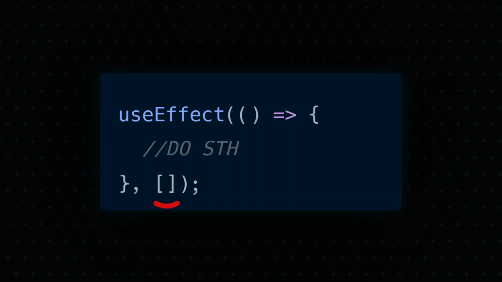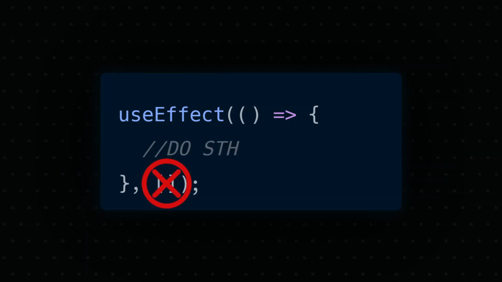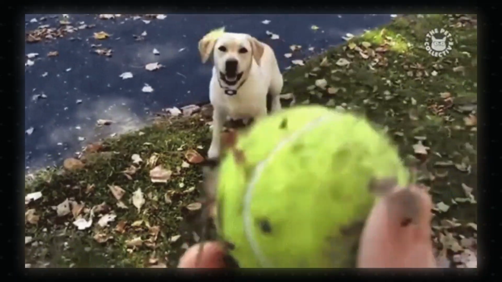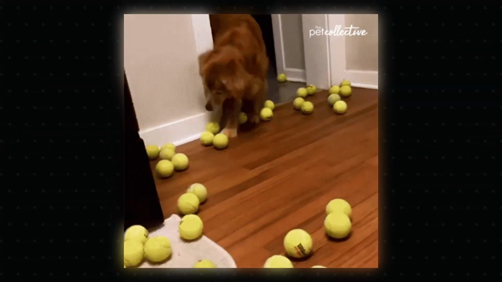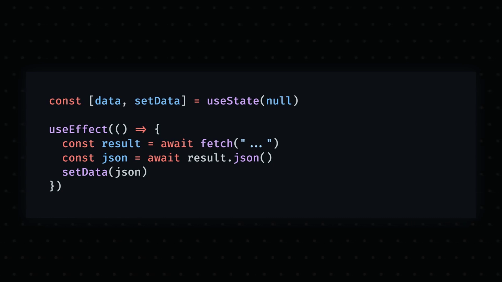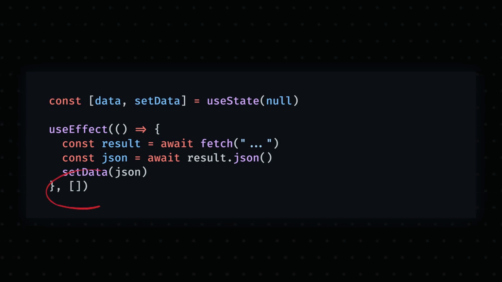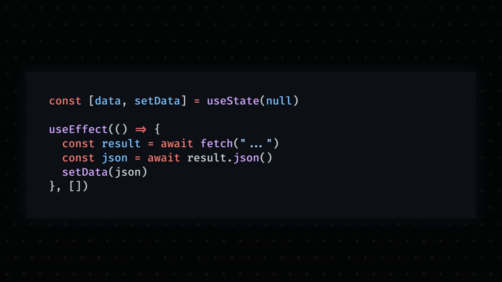Ready? First of all, no dependency array. That way we will DDoS our backend, because we will fetch data on every render, so probably a lot. All you have to do is to add an empty dependency array. That way we will fetch data only once on the component mount.